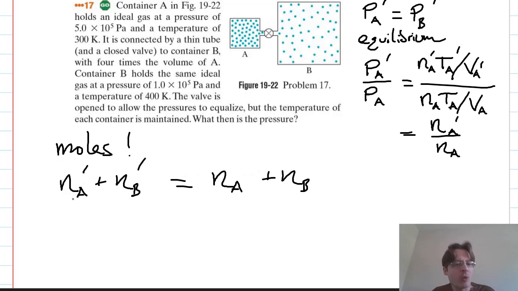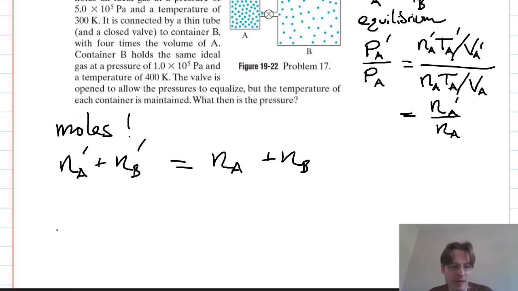I need to figure out how A and B prime are related, the number of moles, both at the end and at the beginning. Okay, so let's start with at the end. Let's see if I can figure out NB prime over NA prime.